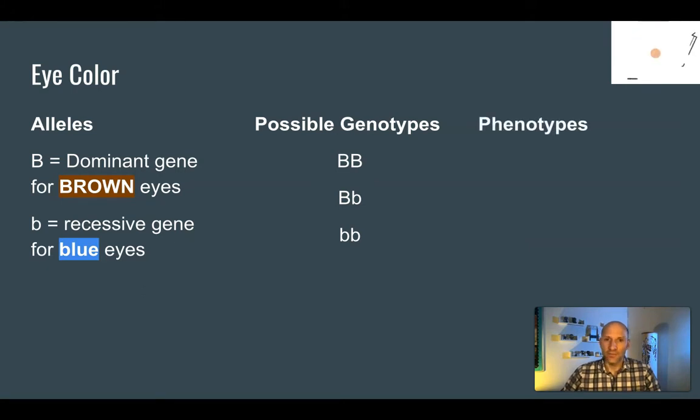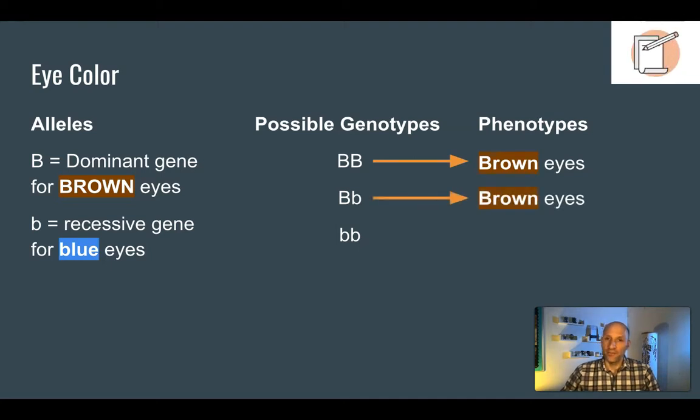But what phenotypes would come out of that? Well, if an organism had two capital B's, two dominant genes, two dominant alleles, well then that organism would have brown eyes. If they had one dominant and one recessive, that organism would still have brown eyes, because remember, the dominant allele is the one that is expressed. If an organism has a dominant and a recessive, we only see the dominant allele. Finally, an organism with two recessive alleles would then have the recessive trait, in this case, blue eyes.